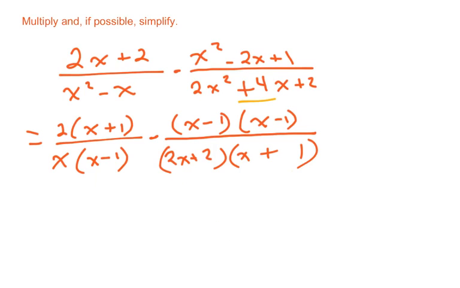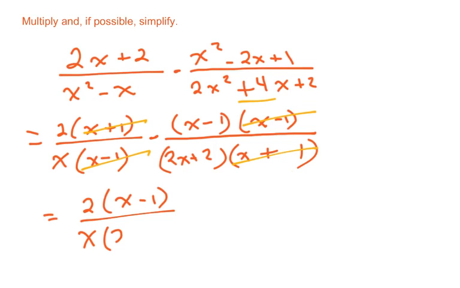Moving forward, now we can start canceling things that are in the numerator and denominator. You could rewrite this all in one fraction if you want, or you can simplify from here. We have an x plus 1 and an x plus 1. We have an x minus 1 and an x minus 1. Now we can multiply straight across. We have 2 times x minus 1 left in the numerator, and then x times 2x plus 2 in the denominator. We want to ask ourselves, okay, is that completely factored?